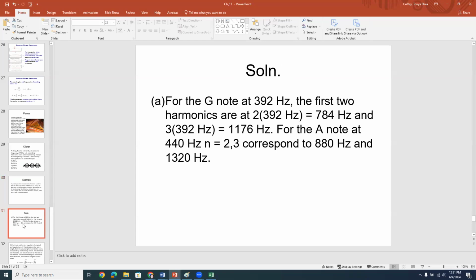Let's do the solution for this. For the G note at 392 hertz, the first two overtones, or the second and third harmonics, are at 2 times 392, and that gives you 784 hertz, and 3 times 392, which is 1176 hertz. Following that same logic for the A note, which has its fundamental at 440 hertz, n equal to 2 and 3 correspond to 2 times 440, which is 880 hertz, and then 3 times 440, which is 1320 hertz. So those would be the second and third harmonics for those two notes.